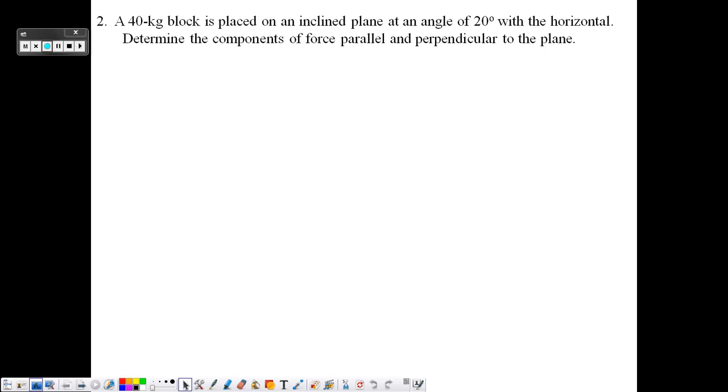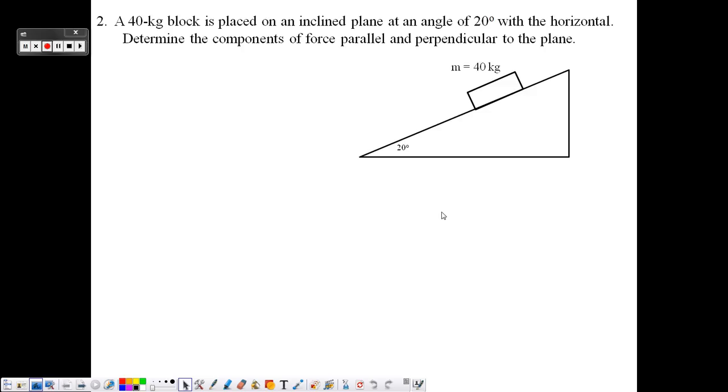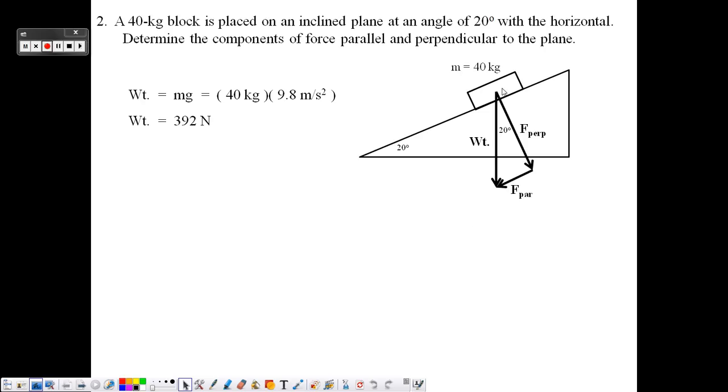Okay, example number 2. A 40 kilogram box is placed on an inclined plane at an angle of 20 degrees with the horizontal. Determine the components of force parallel and perpendicular to the plane. Here's my sketch. 20 degree incline. Okay, 40 kilogram box. I'm going to find the weight of this box by m times g, which is 392 newtons.